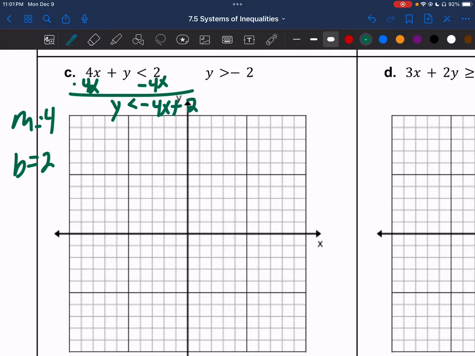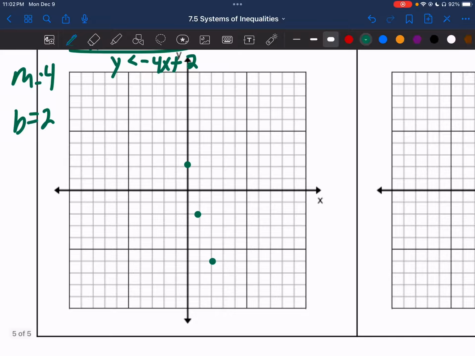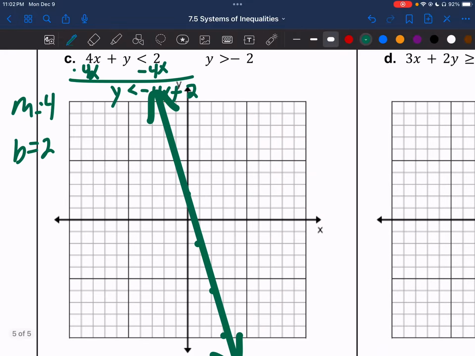So I'm going to put a point at 2. My slope is negative 4, so I'm dropping down 4 and to the right 1 with each step. Down 4 and to the right 1, and we are going to graph our line. And it is, y is less than that, so it's a dashed line. And it's less than, so we shade below.